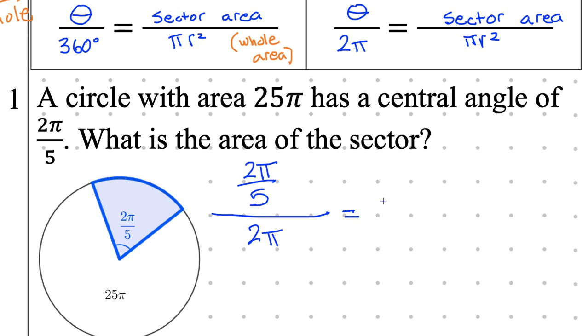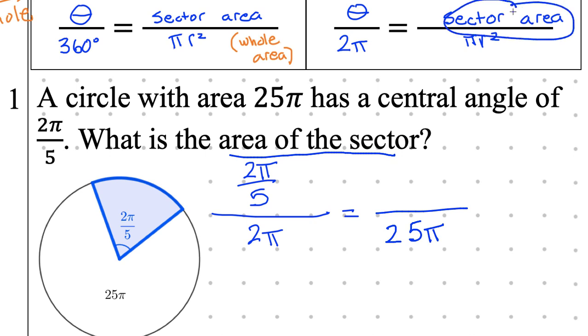Would it be 25 pi for the area, and that goes where, on the top or the bottom? Top. Not quite. So remember that the bottom is the whole area. Oh, bottom. Yeah, so it's going to be 25 pi in the bottom. And what should we put on the top? So we're trying to find the area of the sector, so you can call that whatever variable you would like. Sure, X.